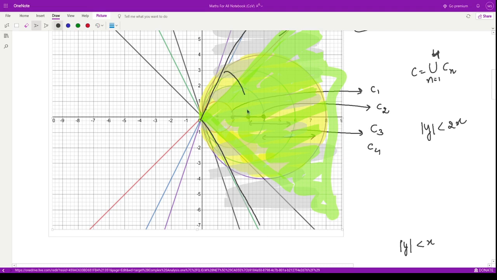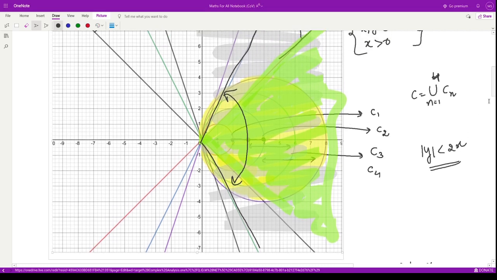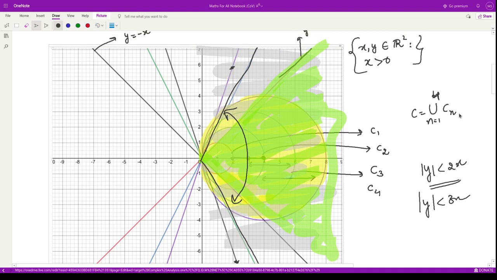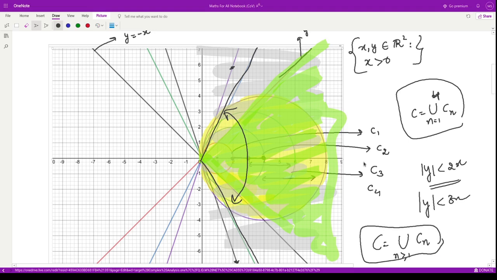So the area, this whole region, would be mod of y less than 2x. And similarly for mod y less than 3x, it would be between this line and this line, right? So now we are to see what this thing is. What is this C when we take the union, n greater than or equal to 1, of all Cn? If we construct all these circles, what would that be?